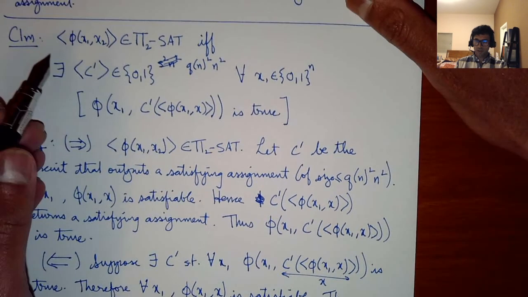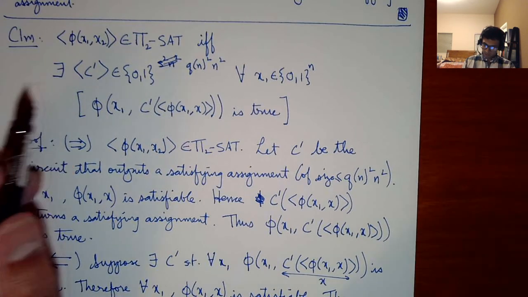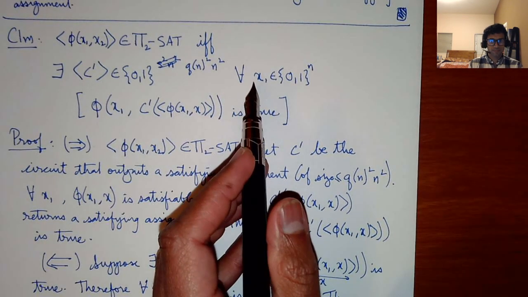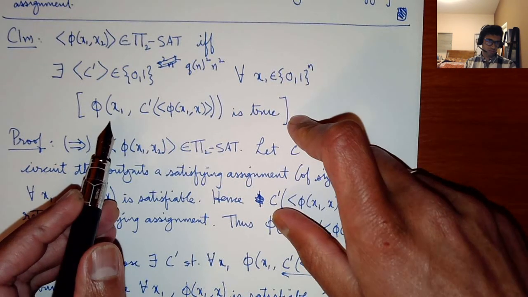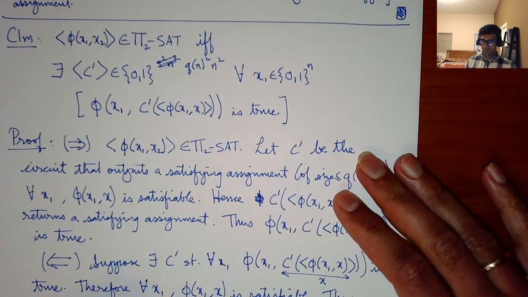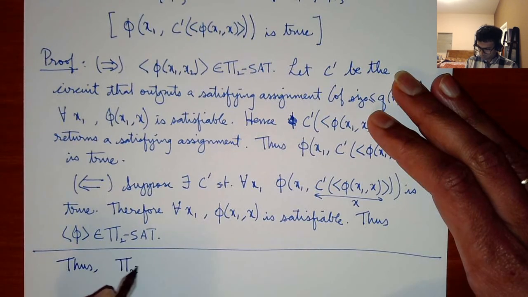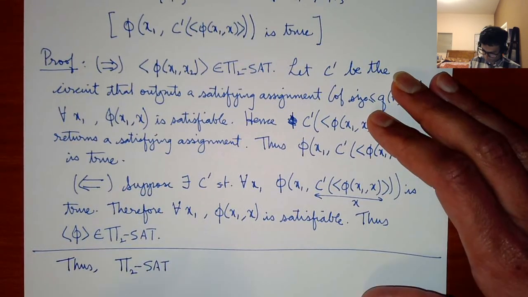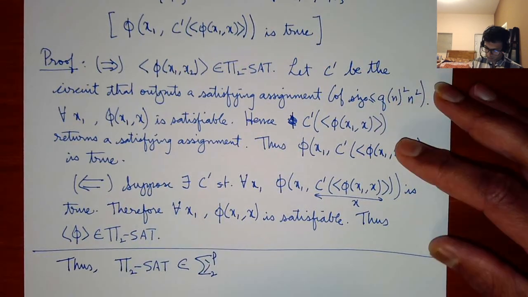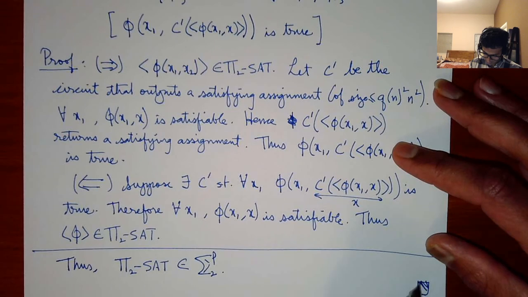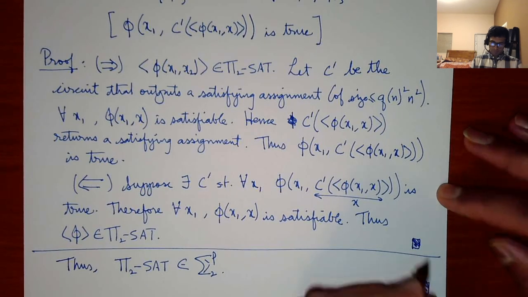So phi is in Pi 2 SAT if and only if there exists C prime such that for all x1 there's some polynomial time computation which accepts. And thus Pi 2 SAT is actually contained in Sigma 2 P, and that completes the proof. That was the end of that proof.